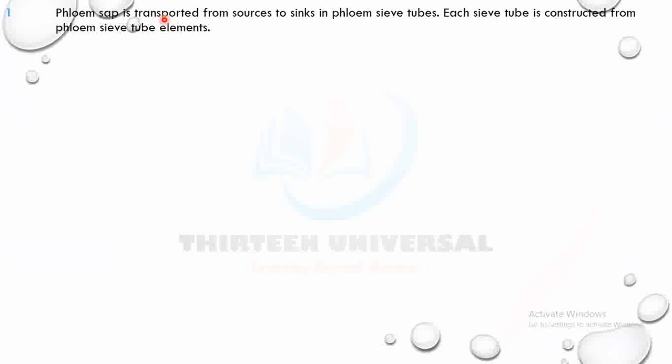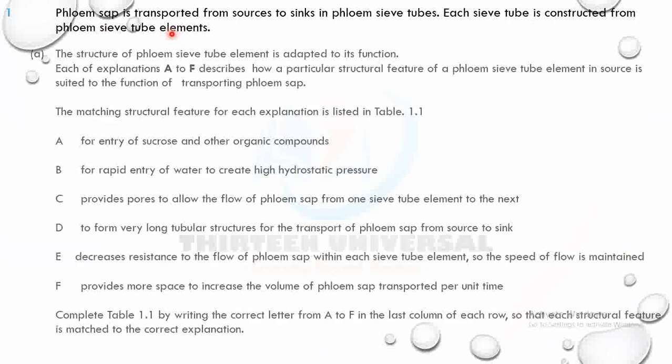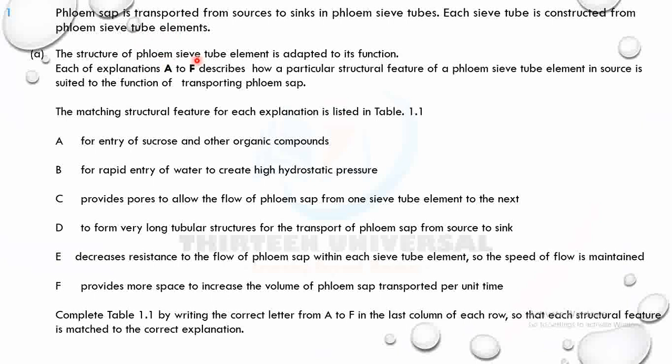Phloem sap is transported from sources to sinks in phloem sieve tubes. Each sieve tube is constructed from phloem sieve tube elements. You can see that the structure of a phloem sieve tube element is adapted for its function. Each of explanations A to F describes how a particular structural feature of a phloem sieve tube element in a source is suited to the function of transporting phloem sap. The matching structural feature for each explanation is listed in table 1.1.